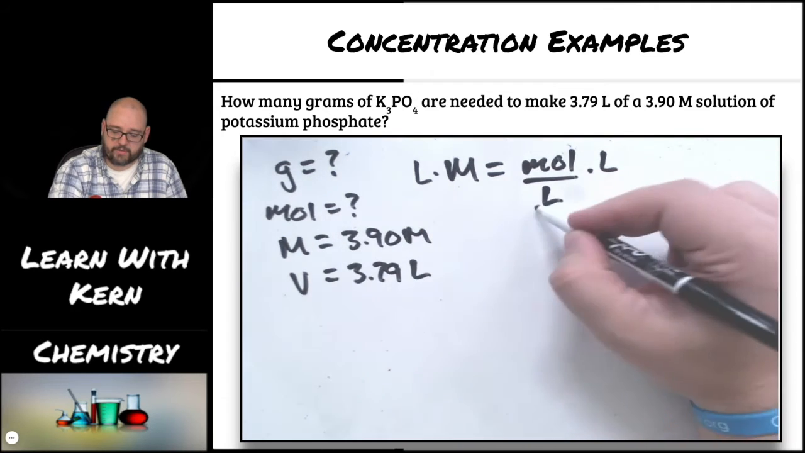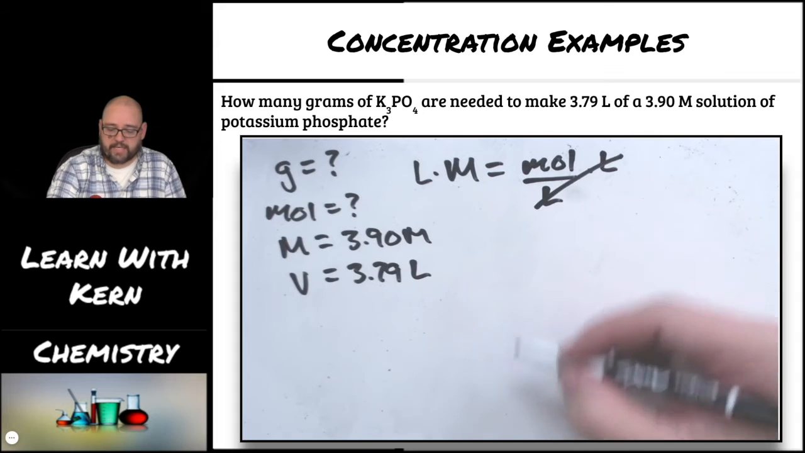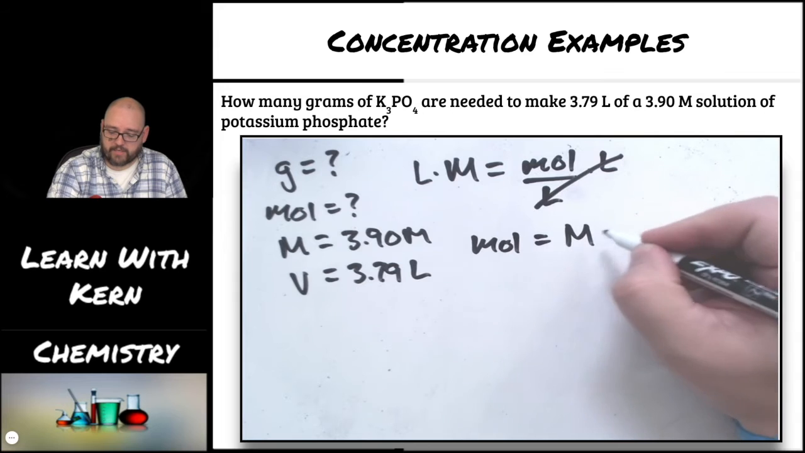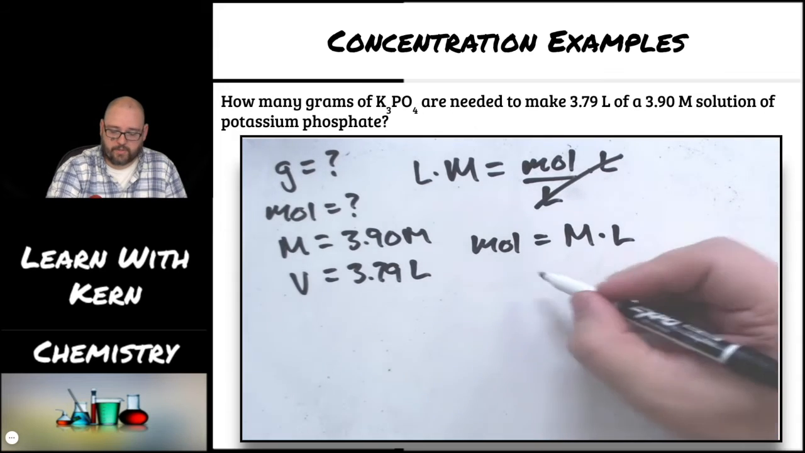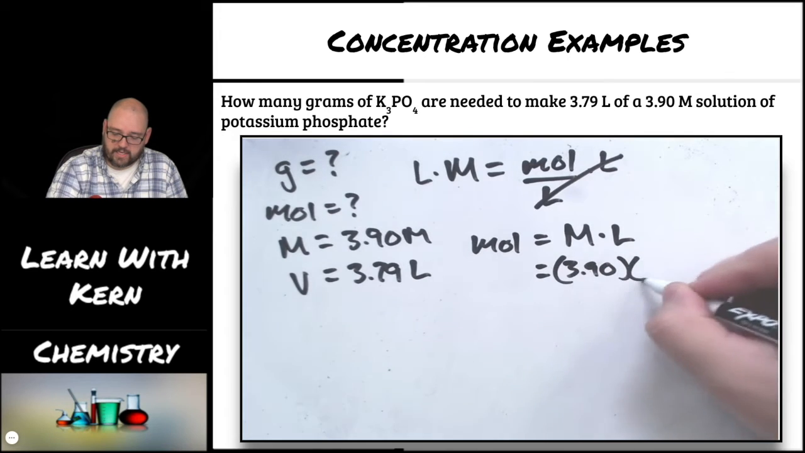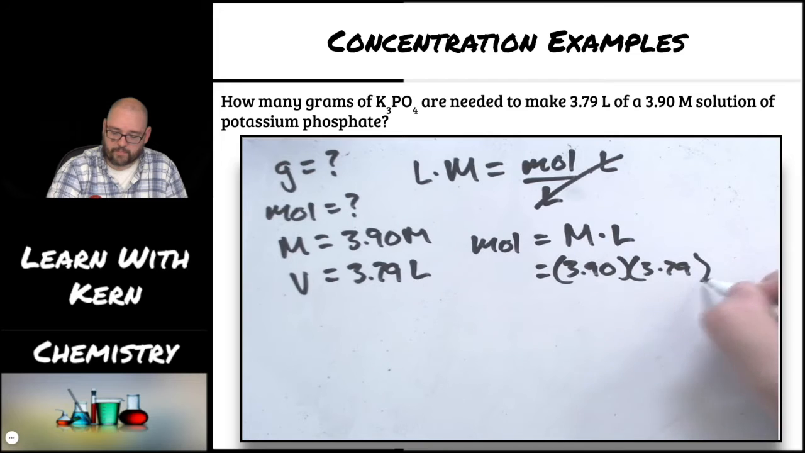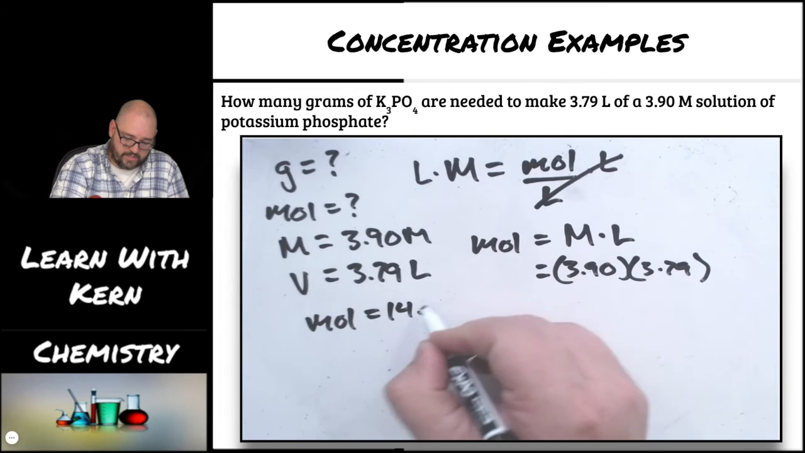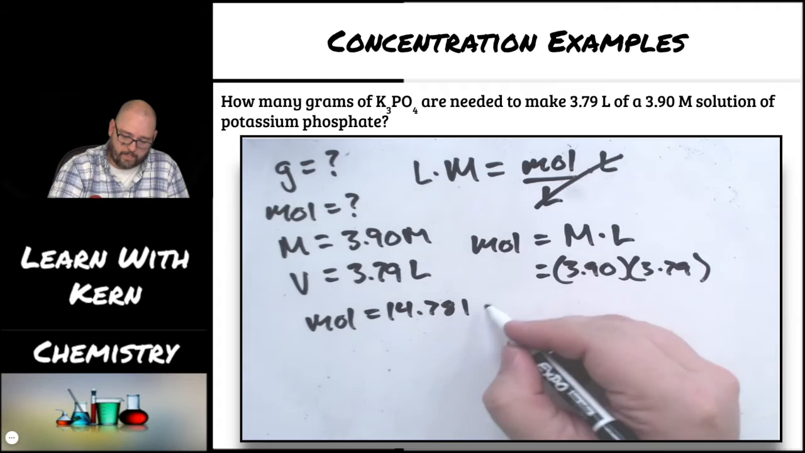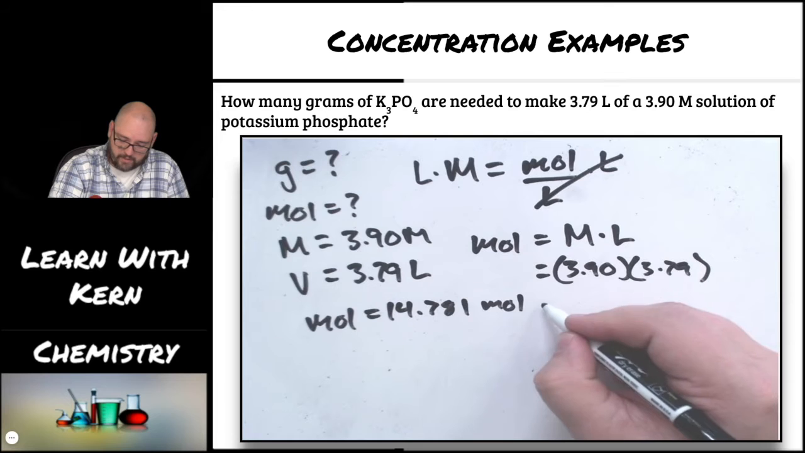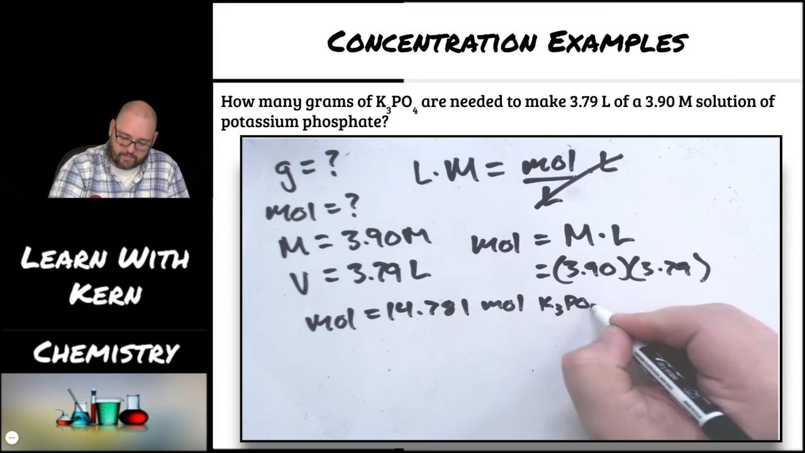So if my molarity is equal to moles per liter, then to find moles, I simply multiply both sides by liters to get that to cancel out. And so my moles are going to equal my molarity times liters, which in this case is 3.90 times 3.79. So I multiply those together and I get that my moles are 14.781 moles of my compound of potassium phosphate.